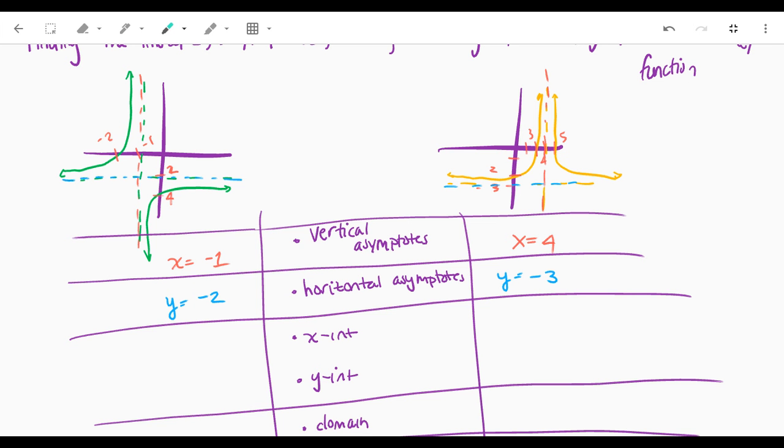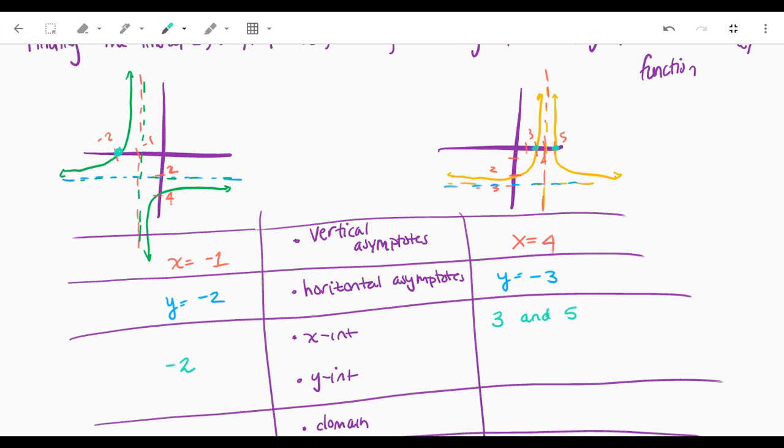Okay, your x-intercept, so where do we hit the x-axis? Okay, this one is going to be at -2. And over here, where do we hit the x-axis? Well, we hit it twice, right? That one has 2 x-intercepts. So that one's going to be 3 and 5.